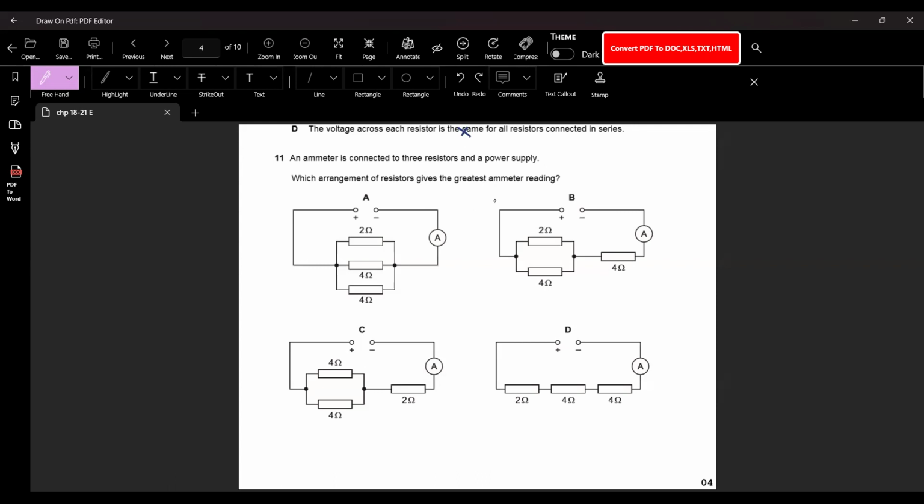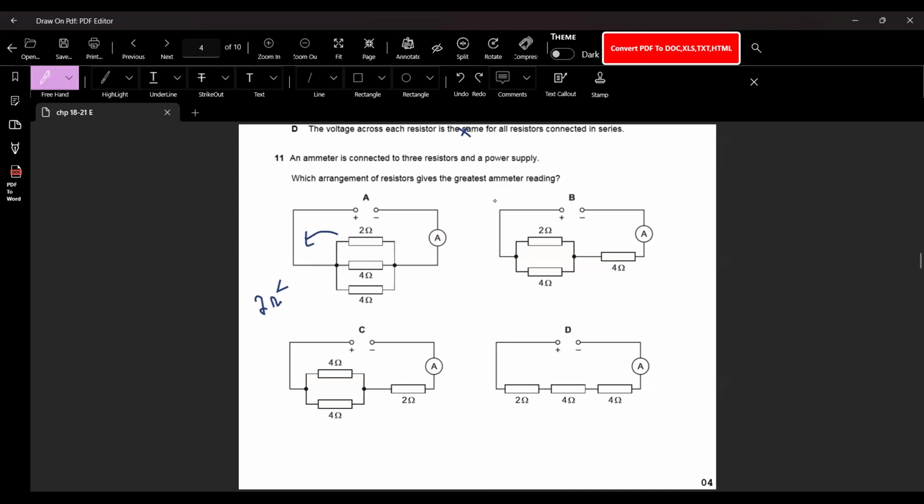In parallel, the parallel resistance is always the minimum resistance, and the value of parallel resistance is always less than the individual resistor. So the maximum value of this circuit would be less than 2 ohms. Okay?